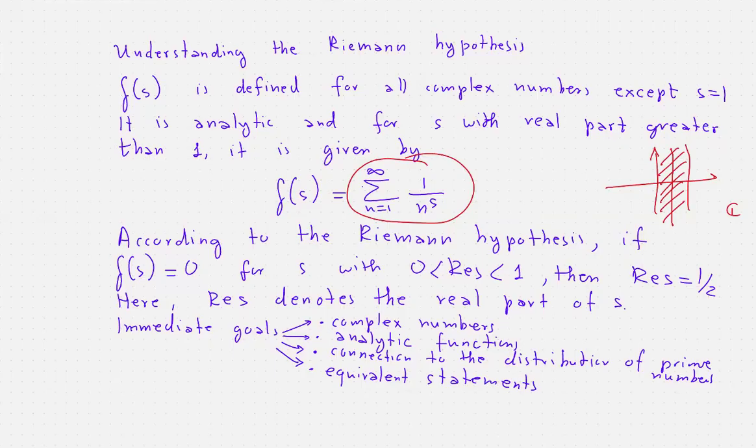So we want, first of all, to talk about complex numbers, analytic functions that are the natural functions to consider over complex numbers. Then the statement of the Riemann hypothesis will be at least technically understood, but we will have to make a connection to the distribution of prime numbers in order to see a first indication of its importance.